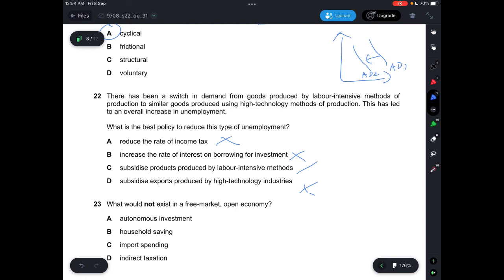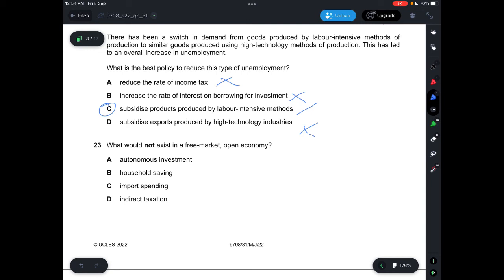Machines and all those, but then at the same time your AD will also decrease, so it will also lead to unemployment. So C would be the best answer, because D, if you subsidize exports produced by high technology industries, this means that people will purchase more machines because of the lower cost of production. So I'll say C.